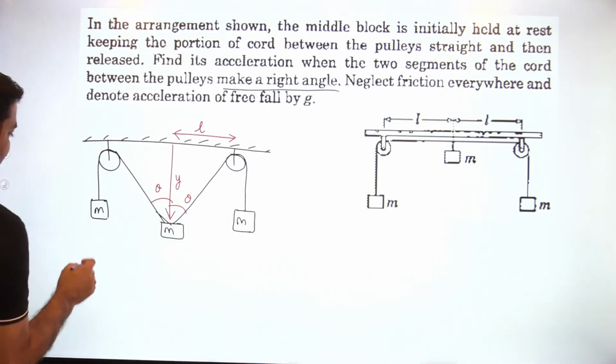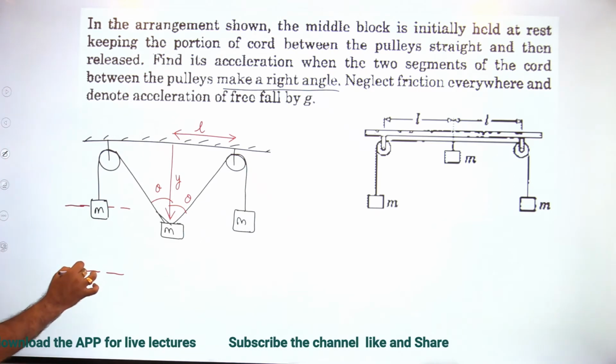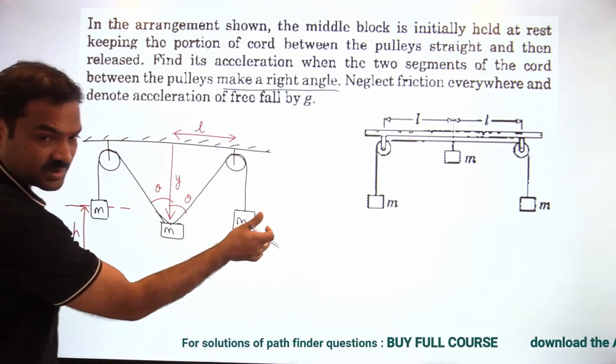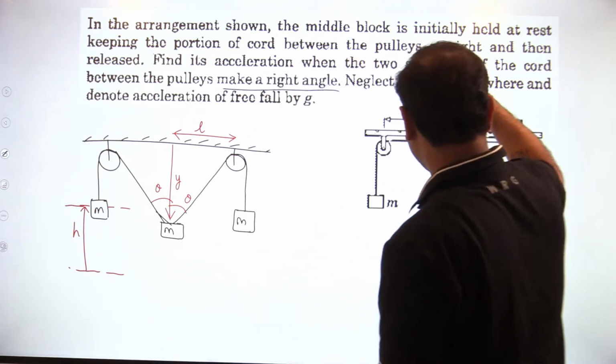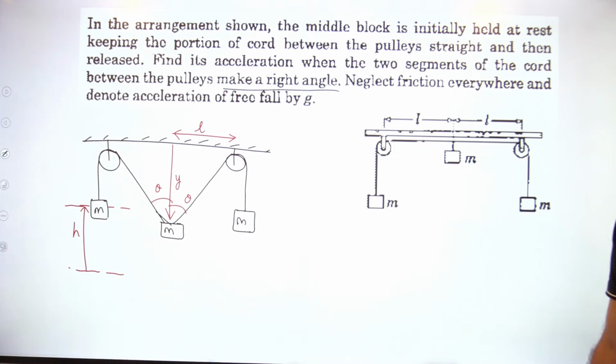Okay? So then what is the height raised? Initially at some height, how much height will it rise? This block will rise. Even this block or this block, anything is the same only. What is the height raised by the block? Because as the middle block is coming down, these blocks will go up, will rise. So what is the height raised?